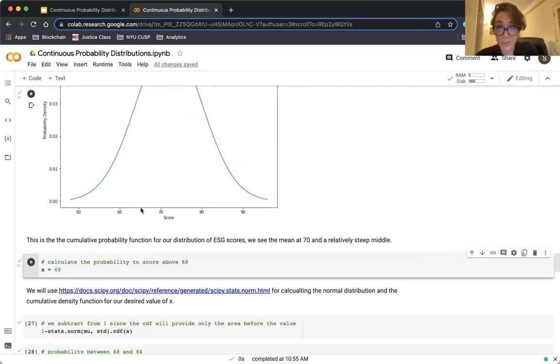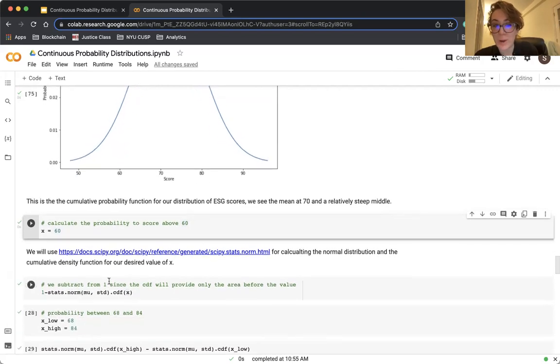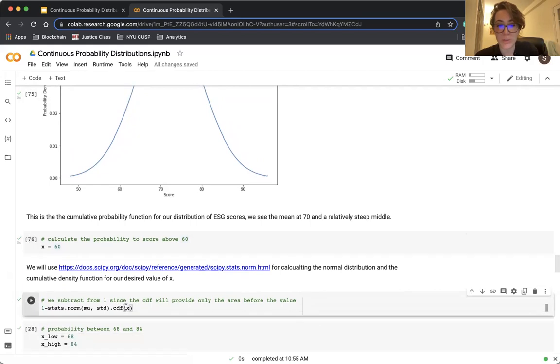So that's why it's really important to take a step back and think about what it is that this table or this function would output, where this cumulative density function gives you everything up to the point. And since we want to know everything above 60, we would have to subtract that cumulative distribution function from 1, because we're looking for that other side of the coin.